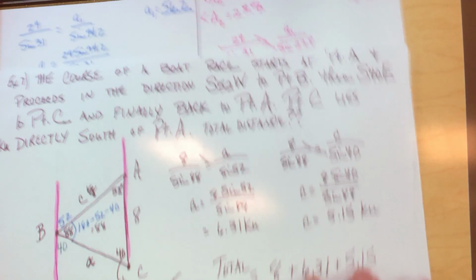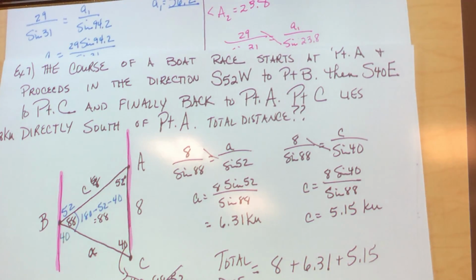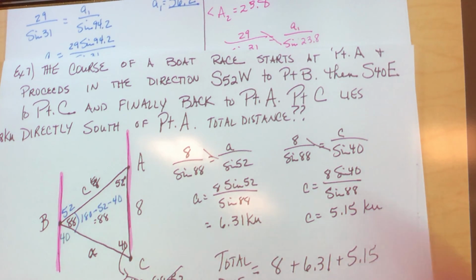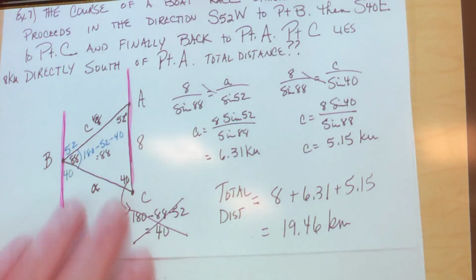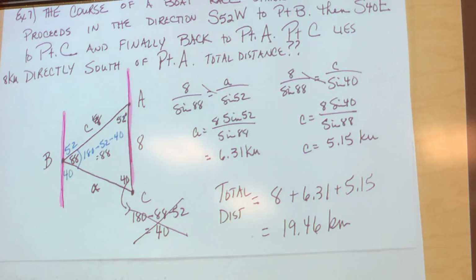Are we trying to find the perimeter? Yes, because the problem asks for the total distance right there. So this is the problem all worked out. You can also do the area because you can use this formula.